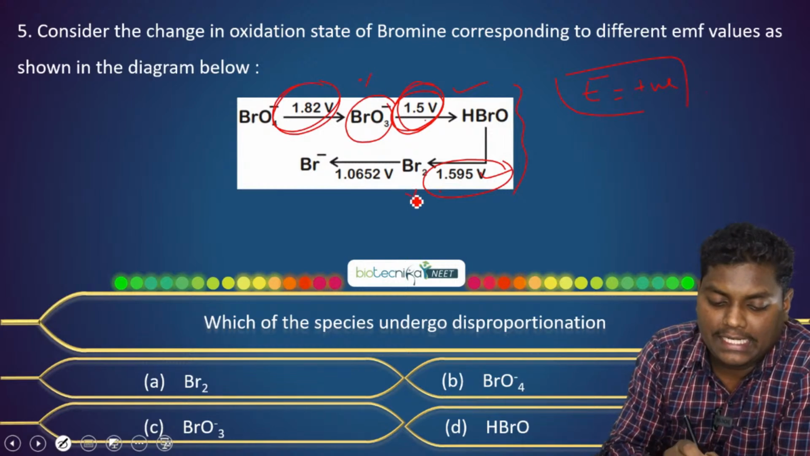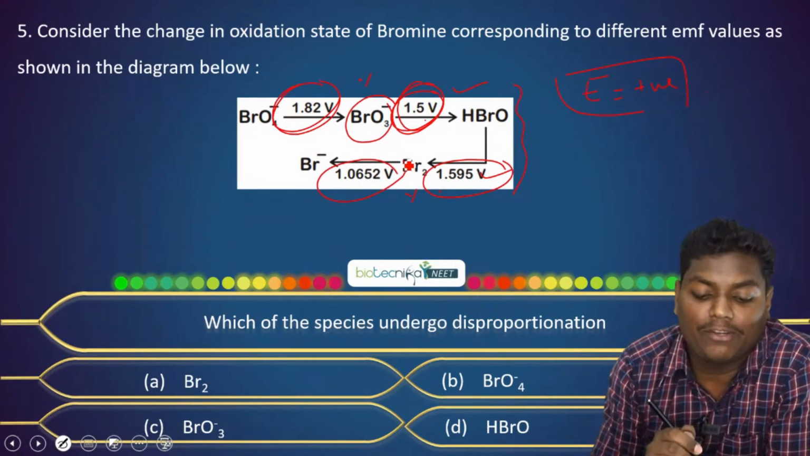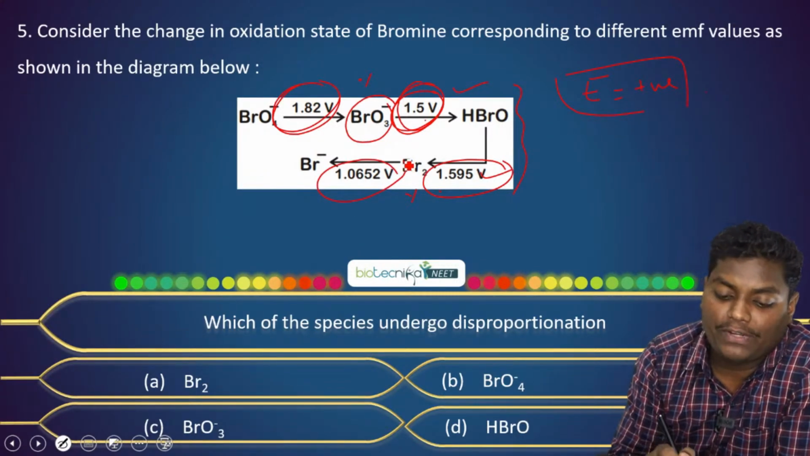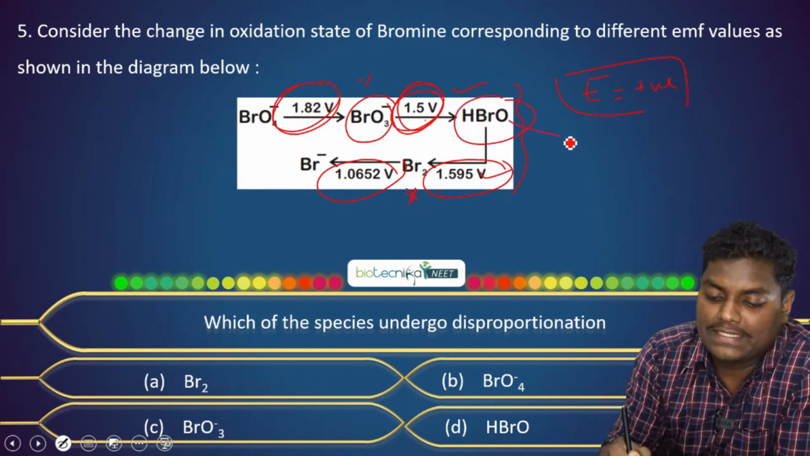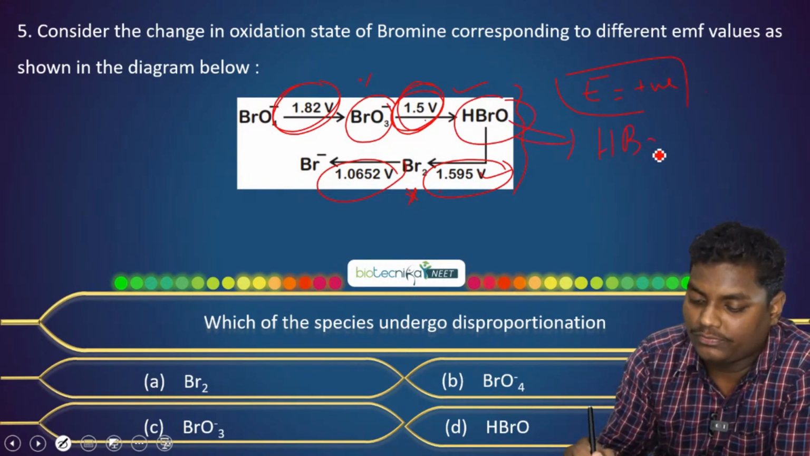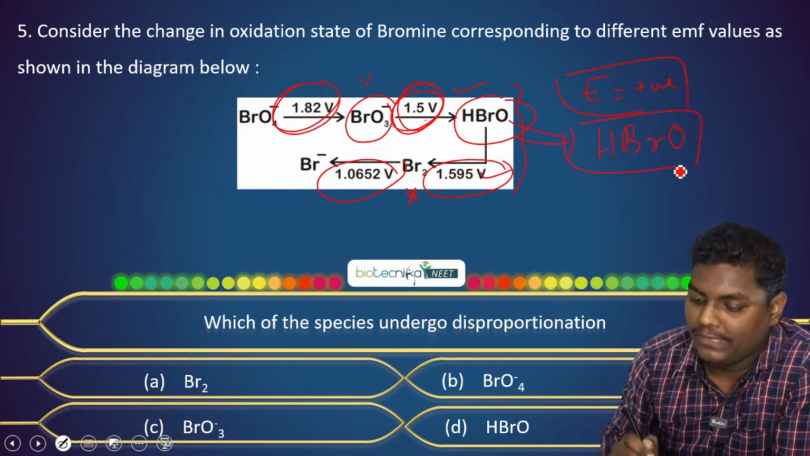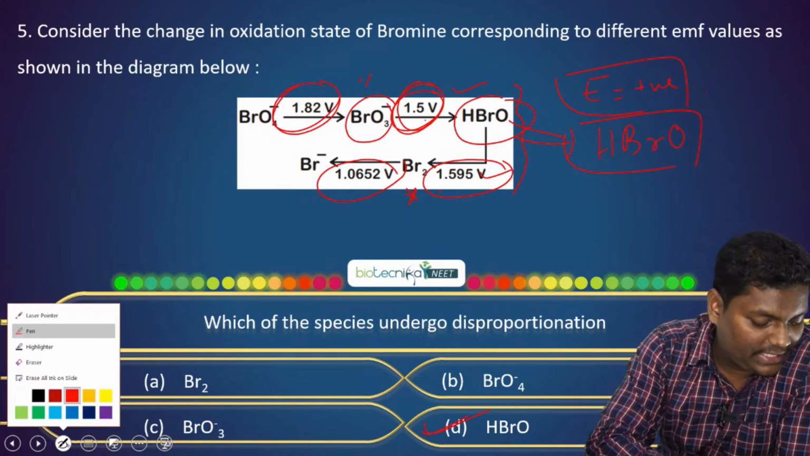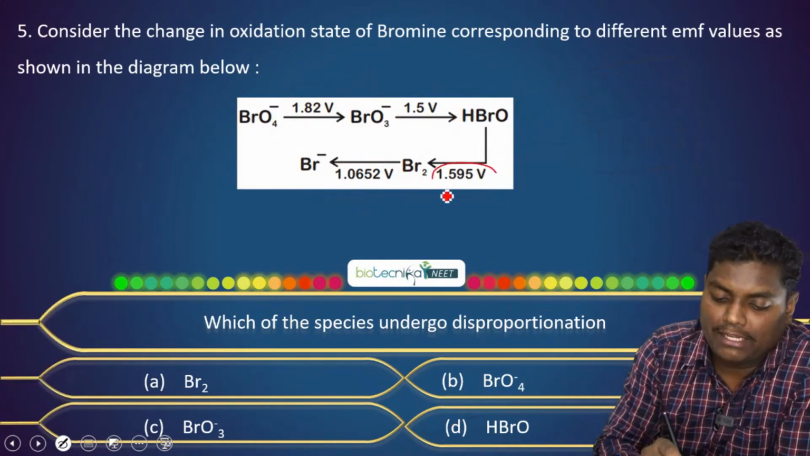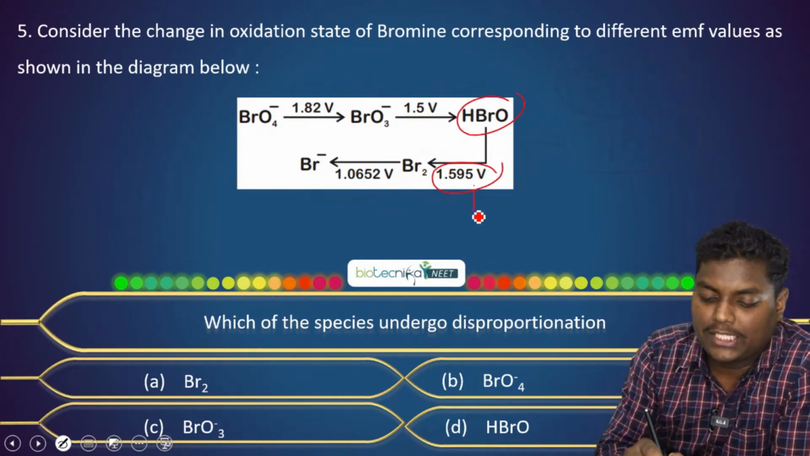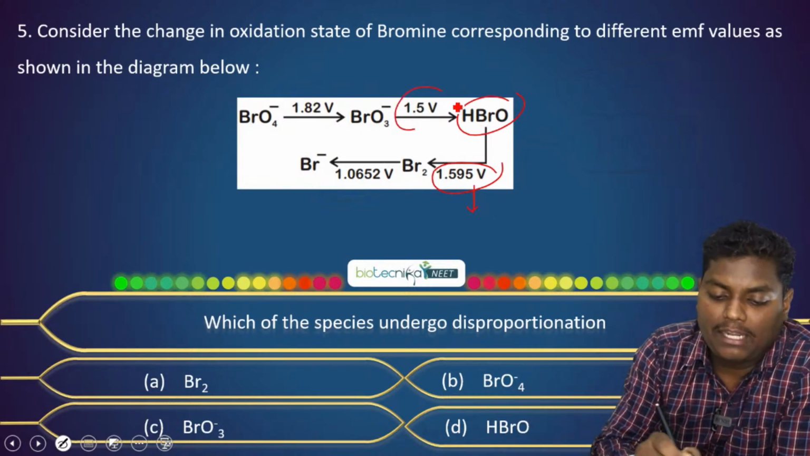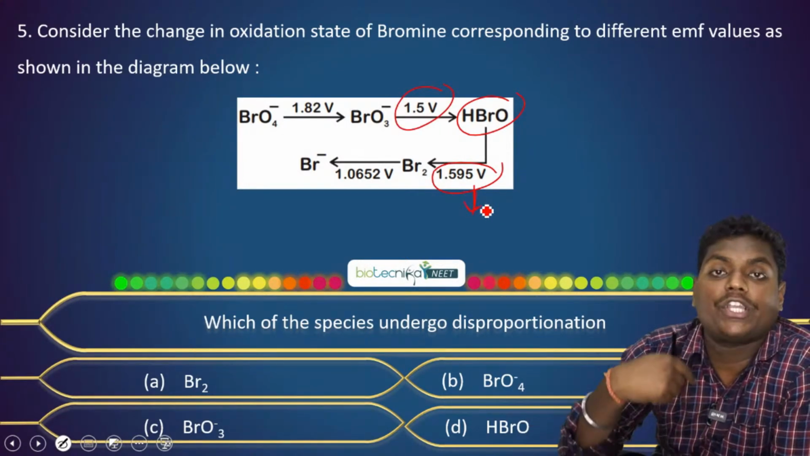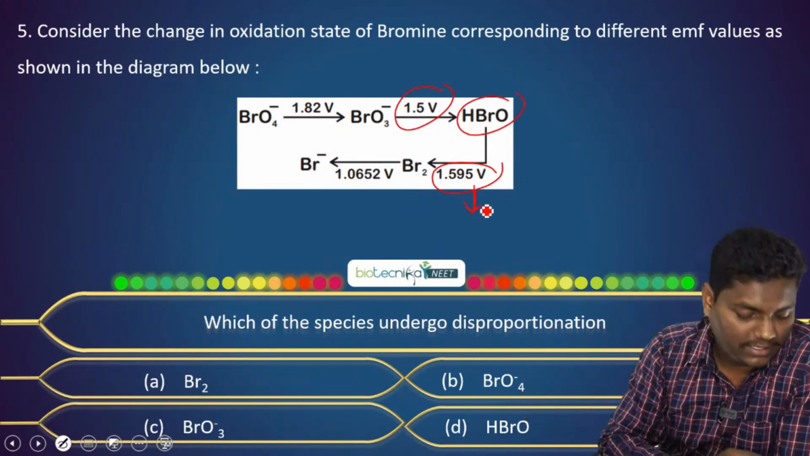For Br2, you can check: this is 1.0652 and it is 1.595. So this cannot be it. So what is left? HBrO. This will save time in the exam. I hope you all got this answer. This is option D. So the trick here is to check for each species the electric potential ahead of it and behind it. The ahead electric potential should be greater. Clear?